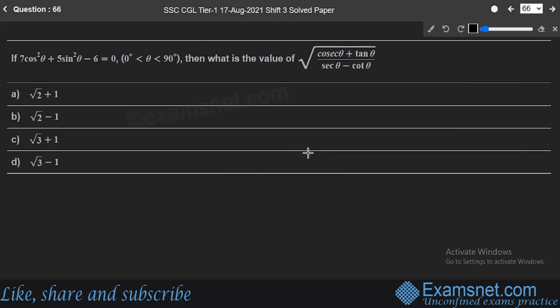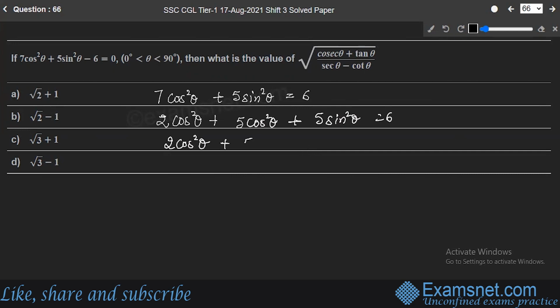Right, let's solve. First of all, 7 cos square theta plus 5 sine square theta is equal to 6. Correct. I'll split this one. 7 cos square theta, I'll put it as 2 cos square theta plus 5 cos square theta, plus 5 sine square theta is equal to 6. 2 cos square theta plus 5 times cos square theta plus sine square theta is equal to 6.